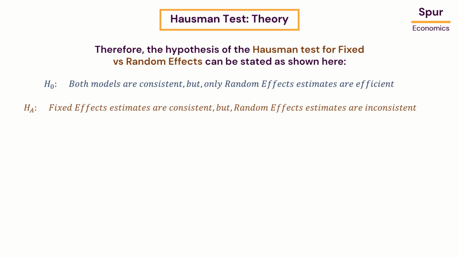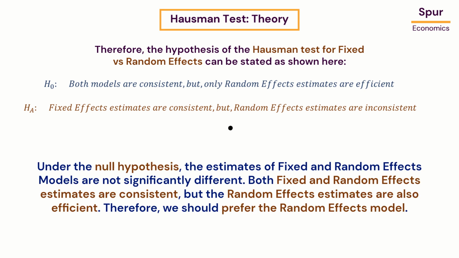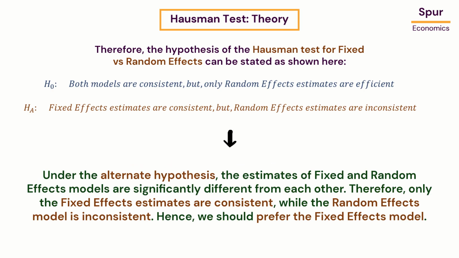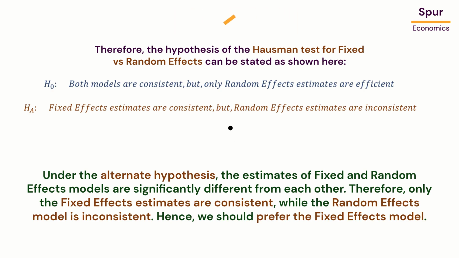Therefore, the hypothesis of the Hausman test for fixed versus random effects can be stated as shown here. Under the null hypothesis, the estimates of fixed and random effects models are not significantly different. Both fixed and random effects estimates are consistent, but the random effects estimates are also efficient. Therefore, we should prefer the random effects model. Under the alternate hypothesis, the estimates of fixed and random effects models are significantly different from each other. Therefore, only the fixed effects estimates are consistent, while the random effects model is inconsistent. Hence, we should prefer the fixed effects model.